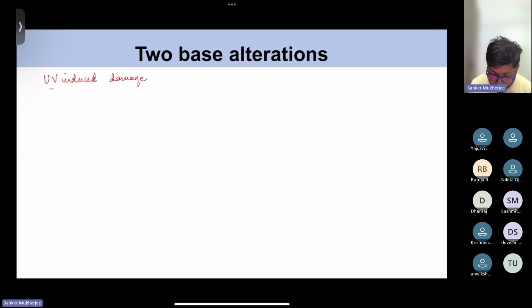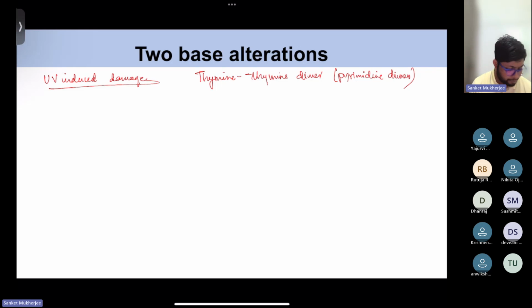If there is UVB radiation, it can cause formation of something called thymine dimers. Similarly, there could be production of adenine dimers also through UV damage. So these are formation of pyrimidine dimers, which essentially stalls replication, transcription, these kinds of processes.